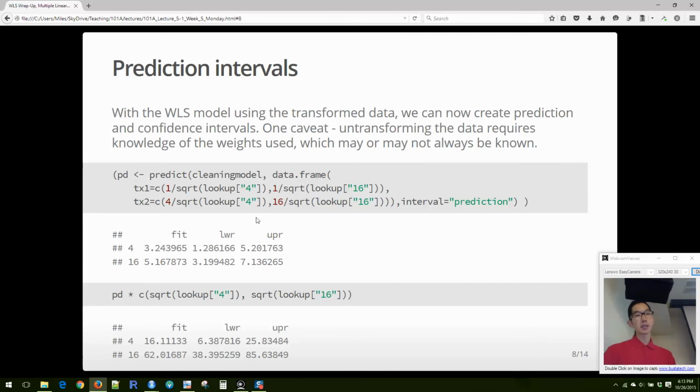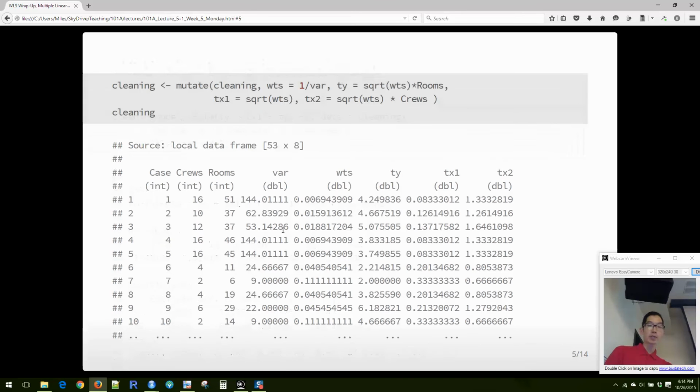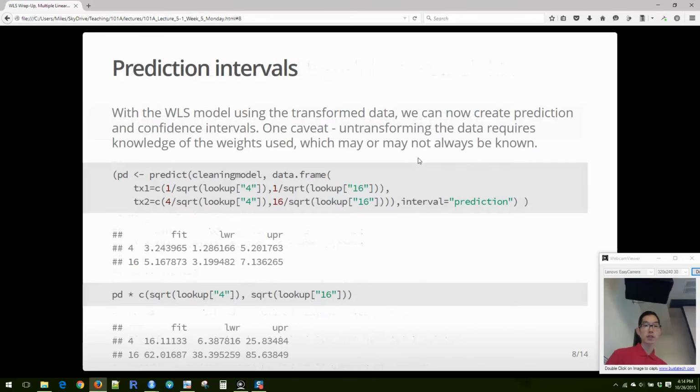And so you can create prediction intervals for weighted least squares this way, or any other method. I like dplyr because it makes it very easy to create these additional columns, in my opinion. Okay. Any questions on that?